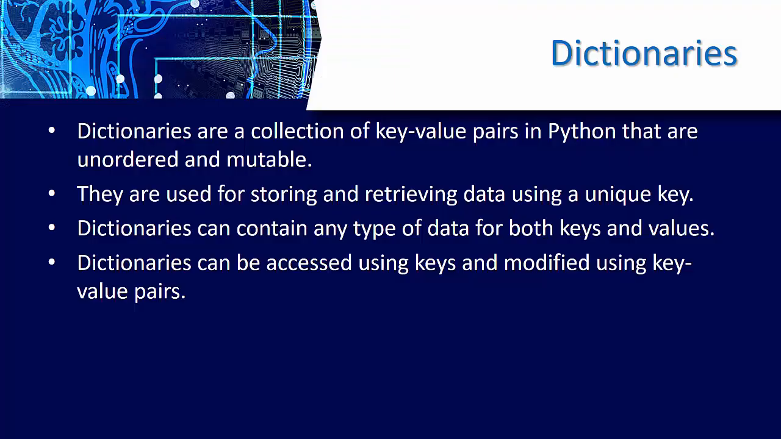Okay, let's move on. Dictionaries. Dictionaries are a collection of key value pairs in Python that are unordered and mutable. They are used for storing and retrieving data using a unique key. Dictionaries can contain any type of data for both keys and values. Dictionaries can be accessed using keys and modified using key value pairs.